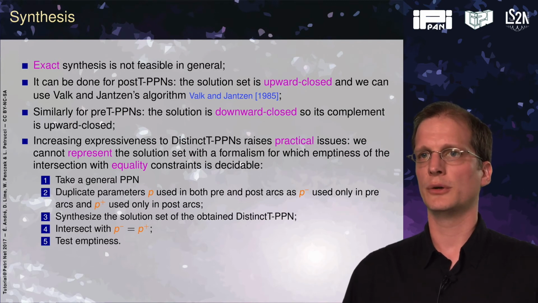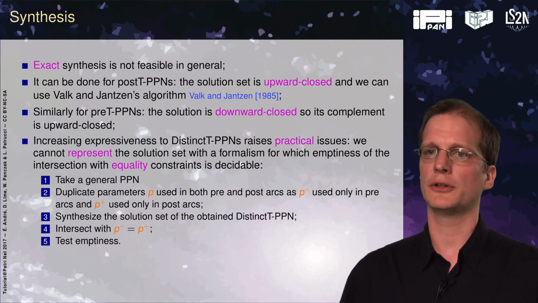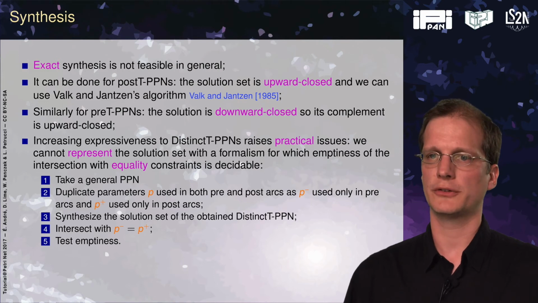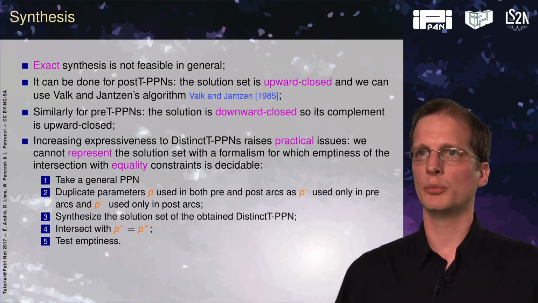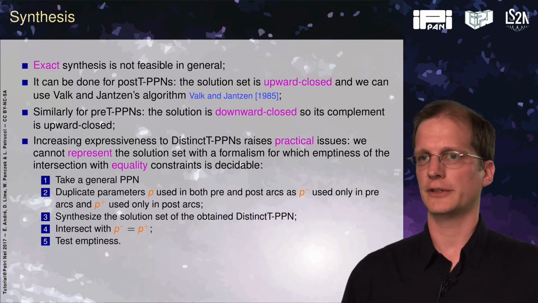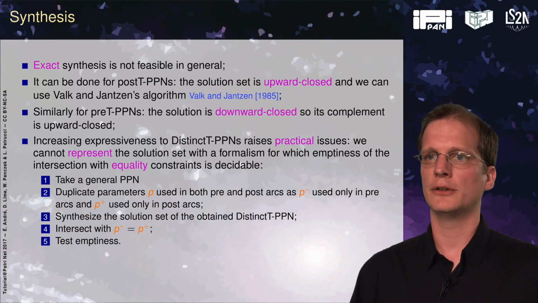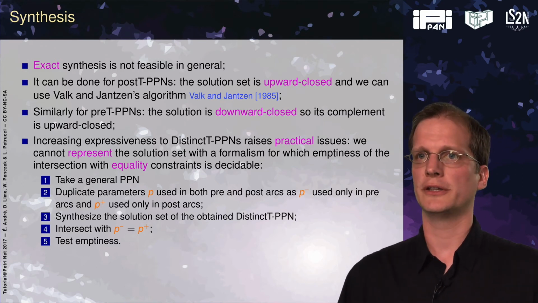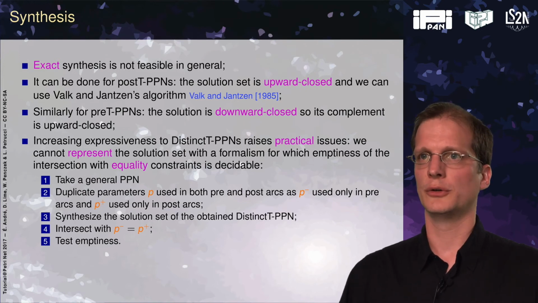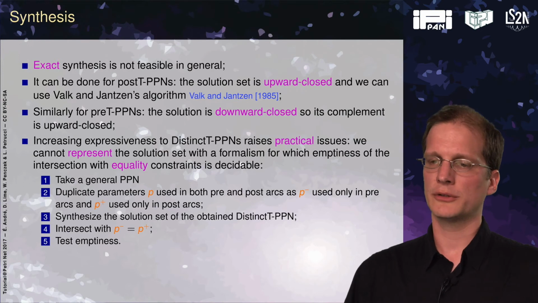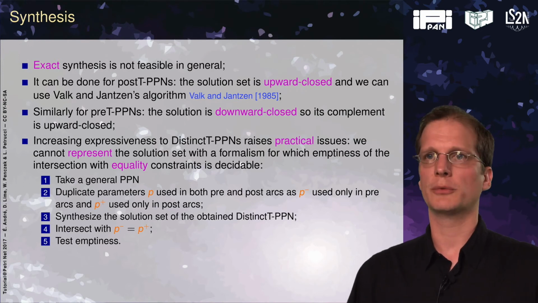So synthesis is the most complex problem. It's not a decision problem, but it's a computational problem. So we want to compute all the values that permit coverability. And it's not feasible in general because, of course, since the existential problem is undecidable, we cannot do the synthesis problem, which is more general. But we can restrict ourselves to some subclasses, for example, post-T PPNs.